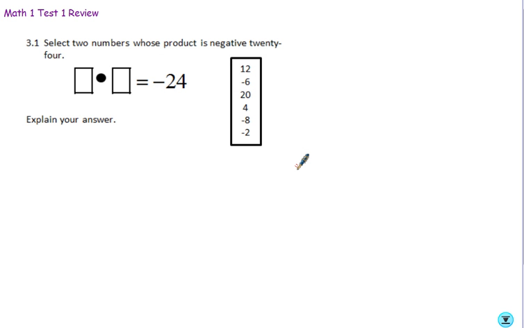Now, number 3, again, looks similar here. We've got our little menu of numbers. The only difference is now they've switched the words on us again, and they say product, right, which product means to multiply. So what we're looking for is two numbers that would multiply to a negative 24. And again, there's different numbers that would multiply to this, but we're limited to what's in our little menu here of options. So what times what makes a negative 24?